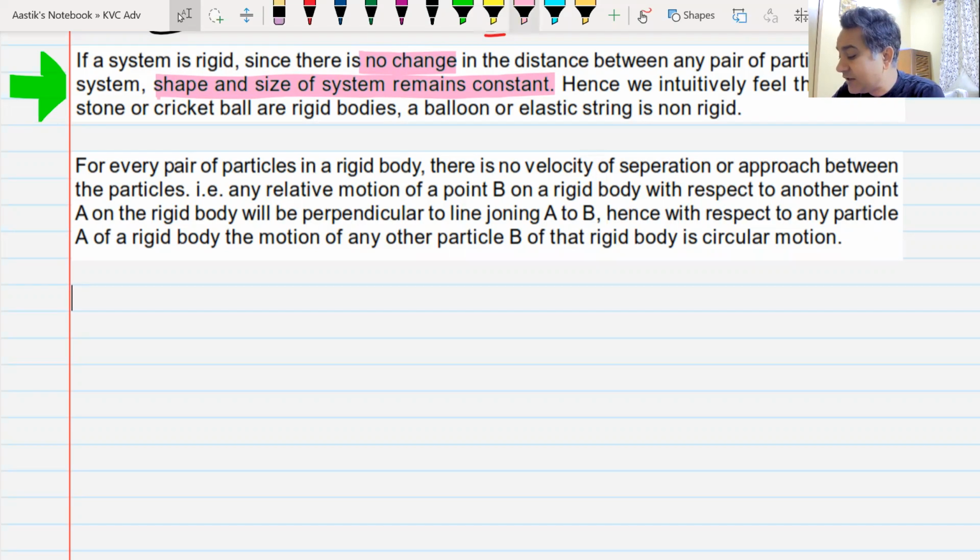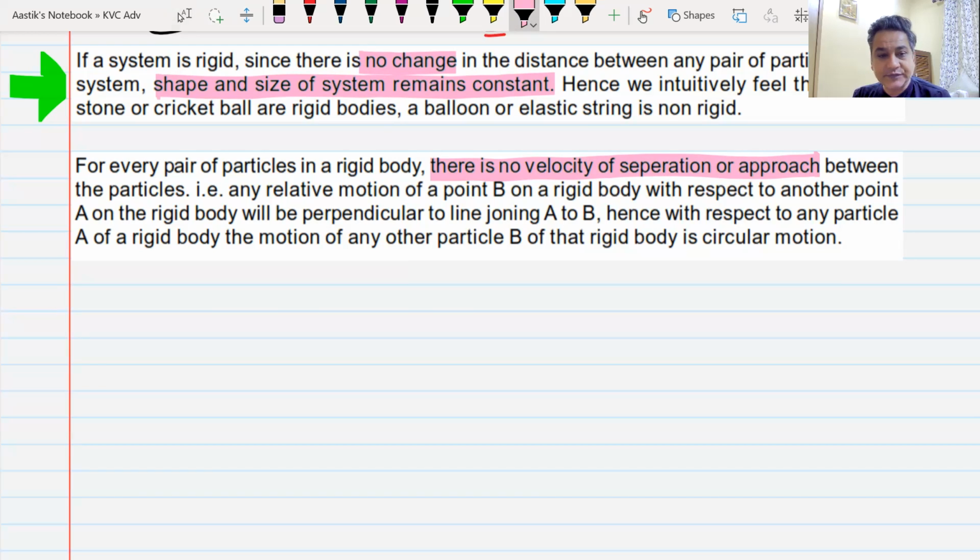That means if I take any two pair of particles, there will be no velocity of separation or velocity of approach if the body is a rigid body. Do we understand this? There should not be any velocity of approach or velocity of separation, because if there is, the distance will change. Yes or no? Yes, sir.